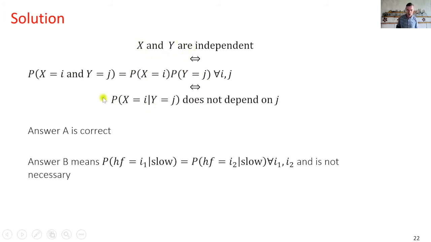But it's also easy to see that the product form here means that the conditional probability, which is equal to the probability of the conjunction divided by the probability of J, will be equal to the probability that X is equal to I. So in fact, another equivalent definition of independence is: whenever this conditioning is possible, which is whenever the probability that Y is equal to J is non-zero, whenever this conditional probability is defined, it should not depend on J, which is why this is called independence.